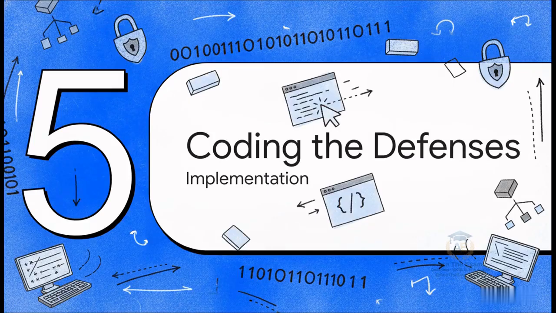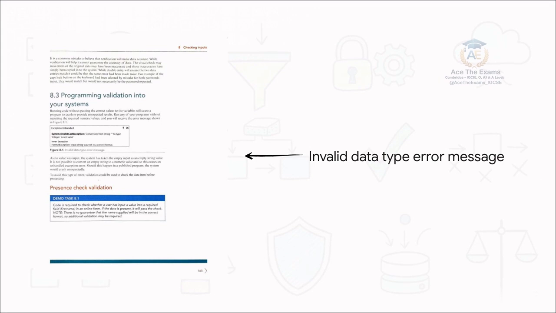Let's move to Section 5, coding the defenses. How do we actually write this stuff? Take a close look at this error. System.InvalidCastException: Conversion from string "" to type 'Integer' is not valid. This is exactly what happens when your defenses fail. Running code without passing the correct values to variables causes a program to completely crash or spit out unexpected results.